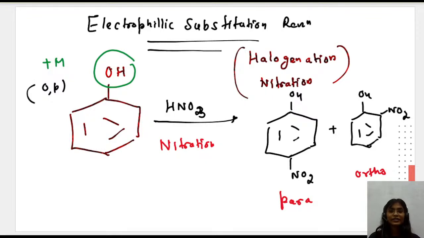What is it? It's an ortho nitrophenol. So which one is most stable according to you? Ortho, definitely, right? Why? Because intramolecular hydrogen bonding is present. We discussed this so many times.